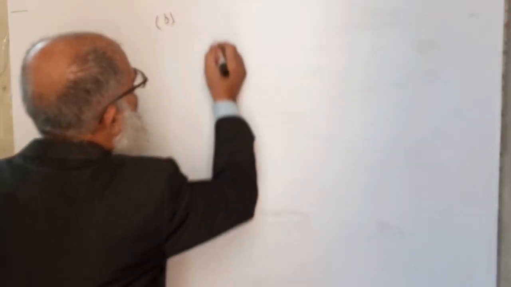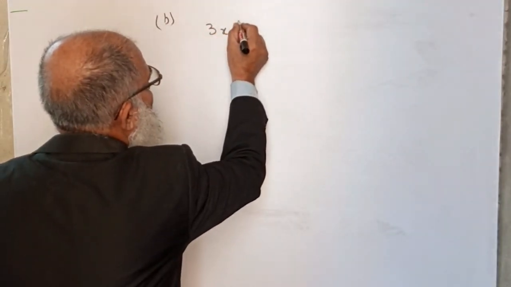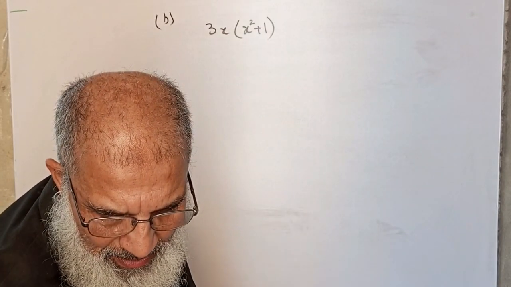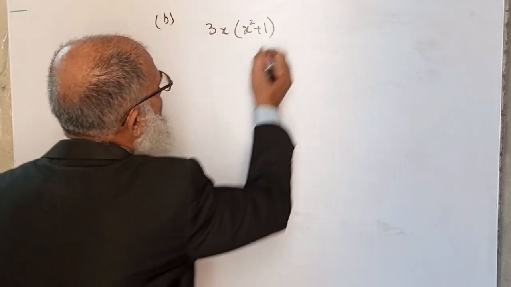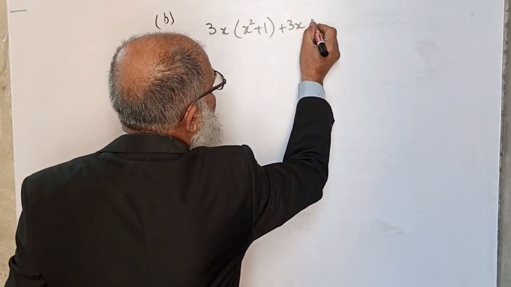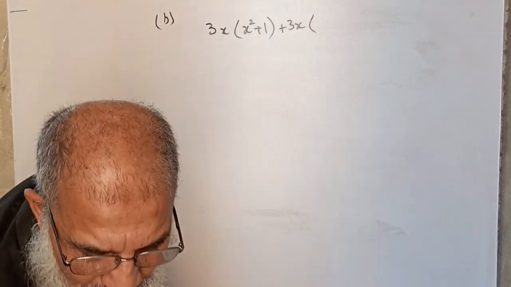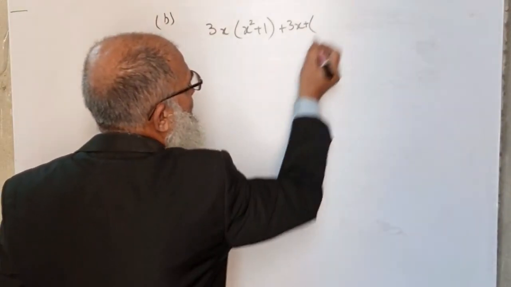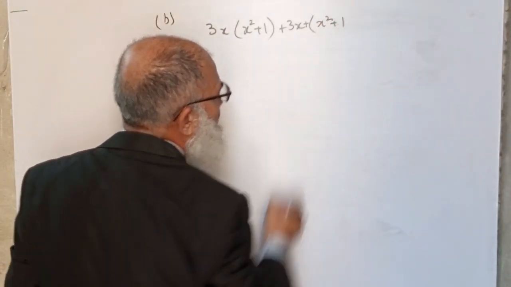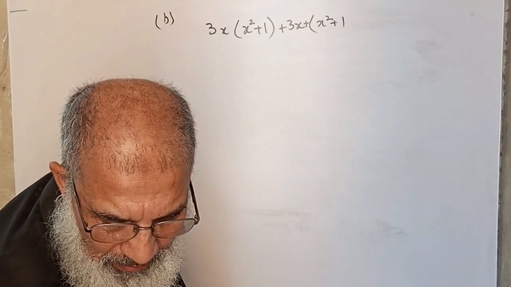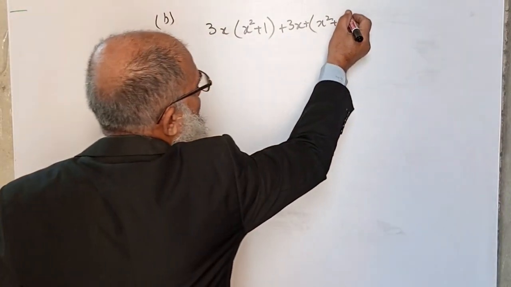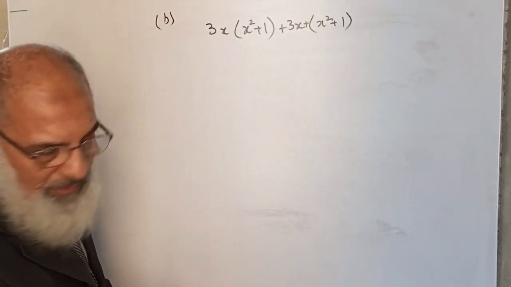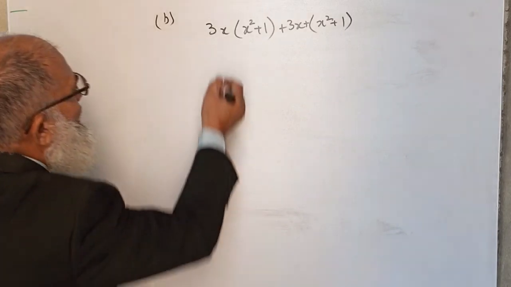3x plus x square plus 1, 3x, x square plus 1, plus 3x plus x square plus 1 plus 3x plus x square plus 1. There is also a plus over here, x square plus 1, and a plus over here.